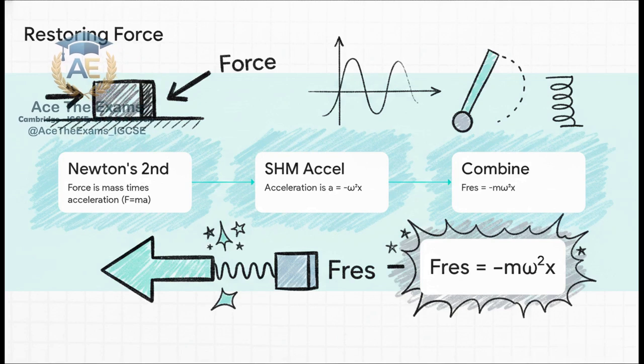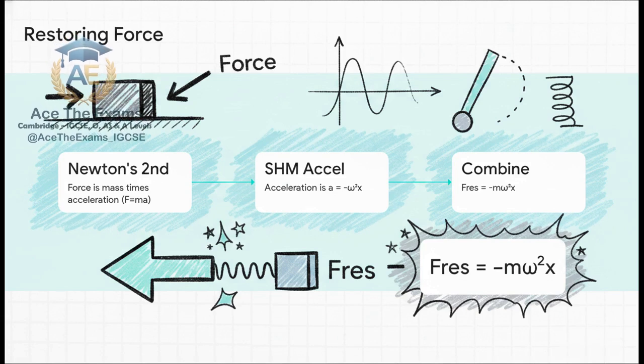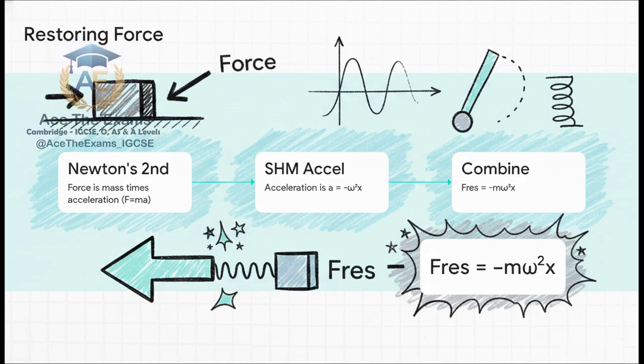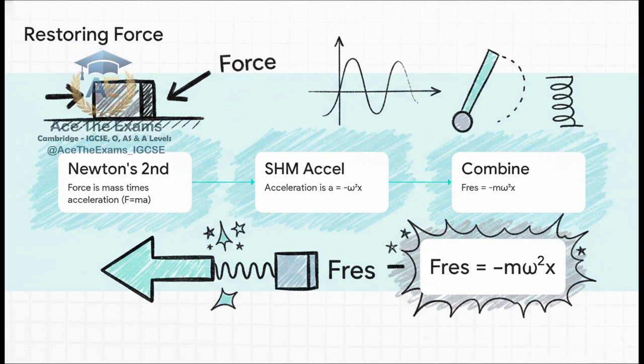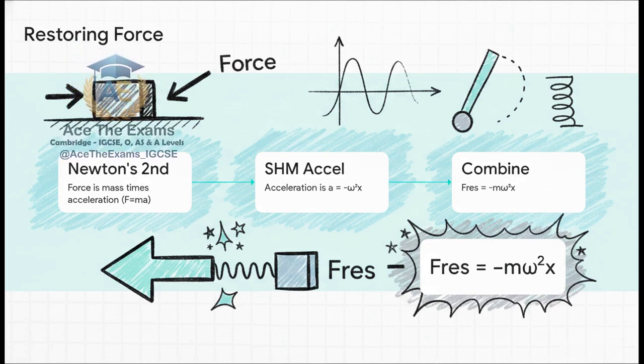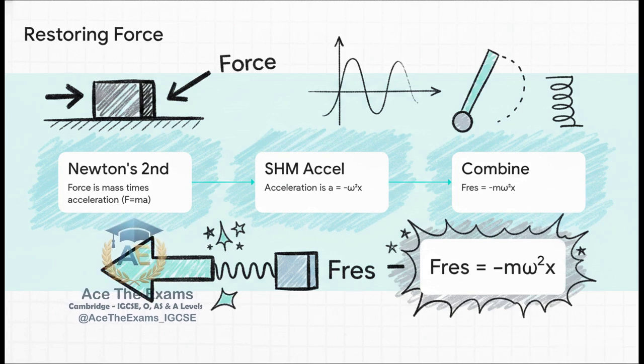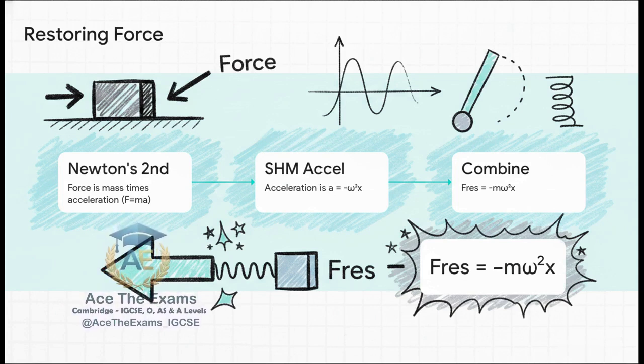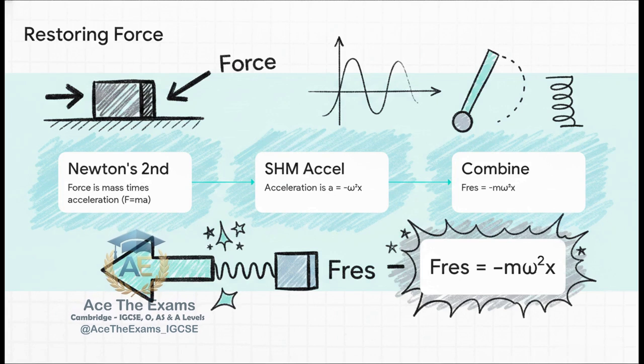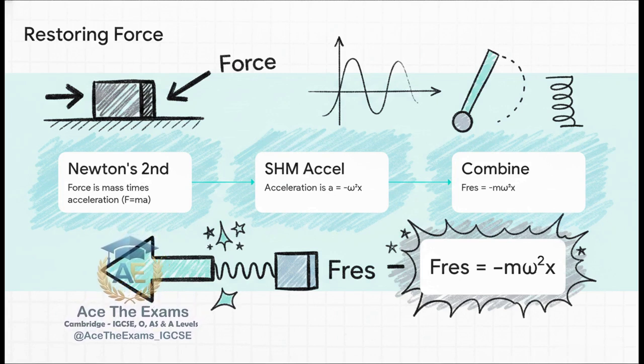I need you to look very closely at that negative sign. Do not ignore it. That negative sign is the literal core of the physics here. It proves analytically that the force is always, without fail, directed oppositely to the displacement. It's the universe's way of pulling the mass back to the center equilibrium. If an exam question asks you to define SHM forces, and you omit that minus sign, you've lost the mark.